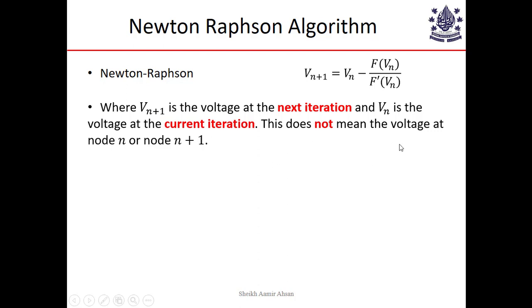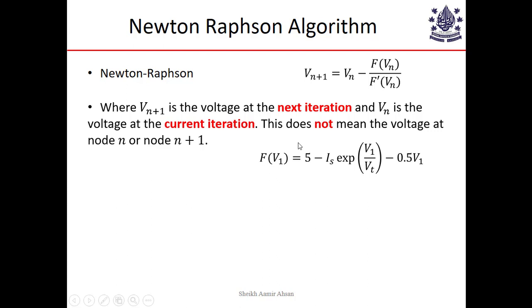I'll show an example and that will clarify. Now Vn plus 1 is the voltage at the next iteration, and Vn is the voltage at the present or current iteration. Make sure that you do not confuse this n plus 1 or n with the nodes that we show in the schematics, those n1, n2 and n0. This is not that. This n here stands for an iteration.